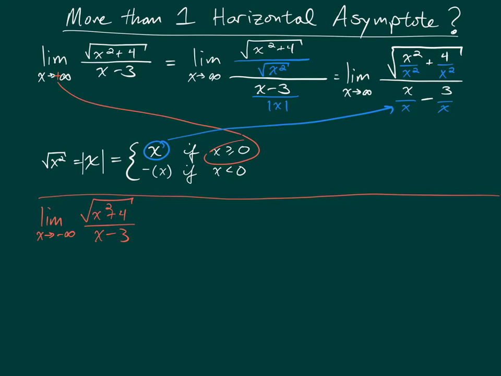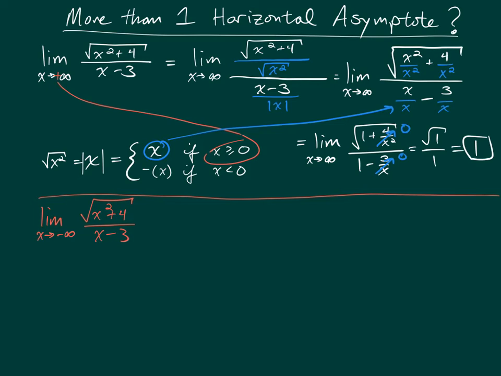So now, all we need to do is simplify the fraction to look something like this. And we can still send this fraction to 0 and this fraction to 0, leaving you with a square root of 1 over 1, which is 1. So as the graph goes out far right as x approaches infinity, the y values are approaching 1.